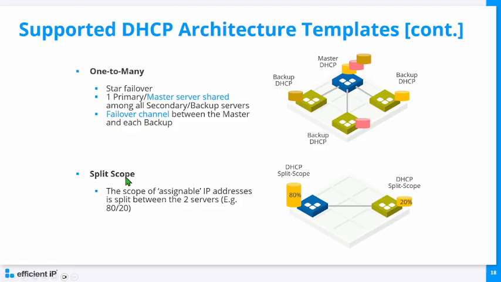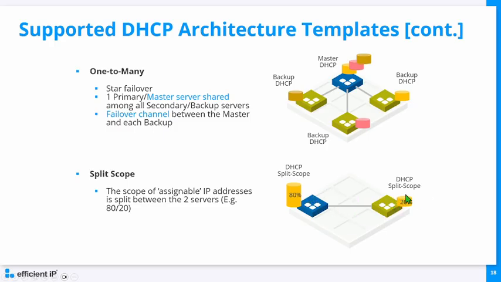Then there is split scope, which is not used already. I mean, we won't use it anymore. Split scope basically is where you have two DHCP servers and there is no failover channel, so they won't keep-alive and will not detect heartbeat. The only thing is 20% of the IP addresses will be offered by one DHCP server.